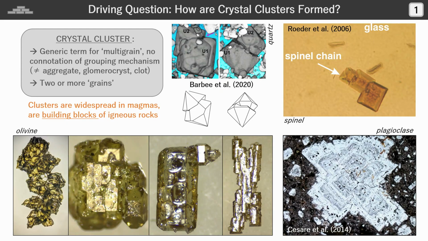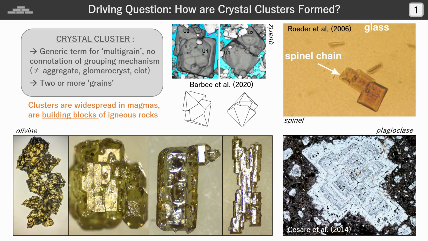Before we talk about a relatively new analytical imaging technique we used, I wanted to introduce the guiding underlying question behind this study. How are crystal clusters formed? And notice we try to use the term clusters here to avoid making any inferences about grouping mechanism. So aggregate or glomerocrystal, for example, implies separate objects that were later brought together.